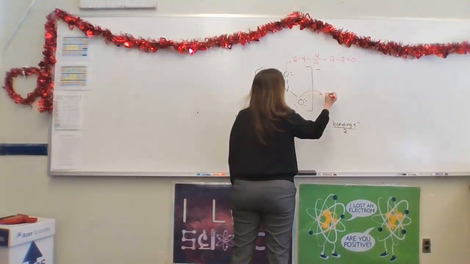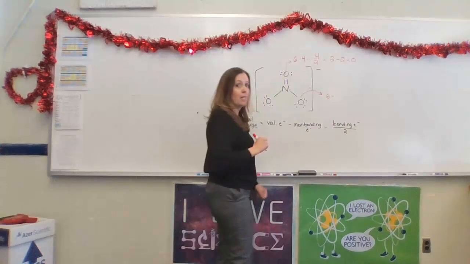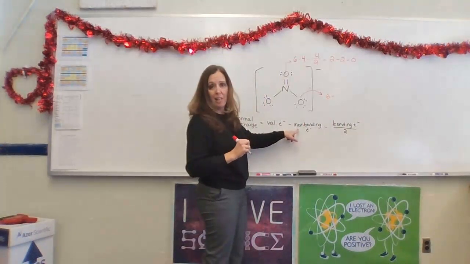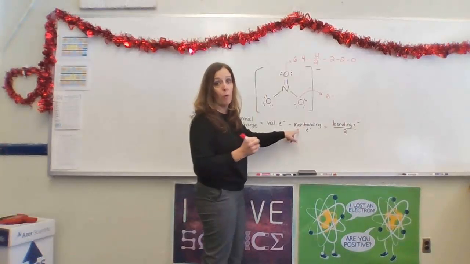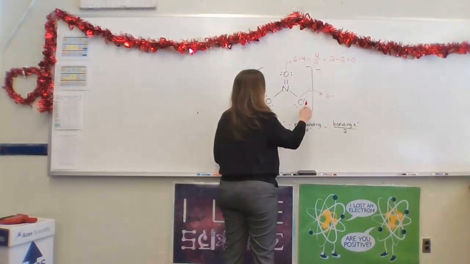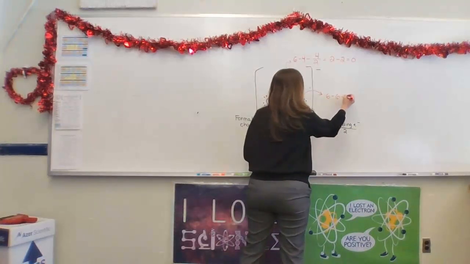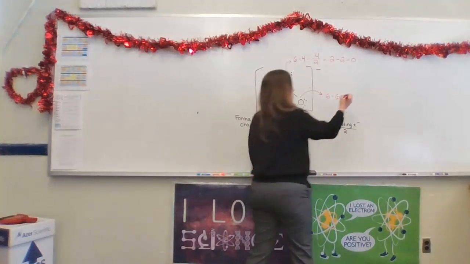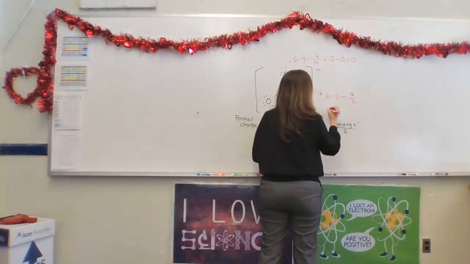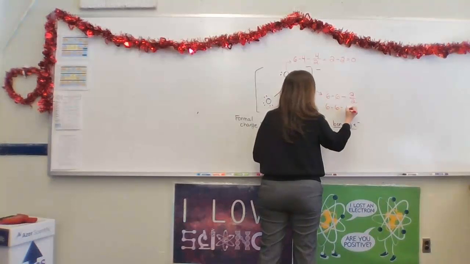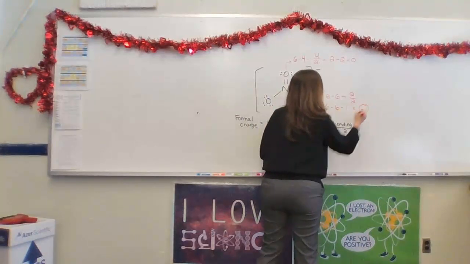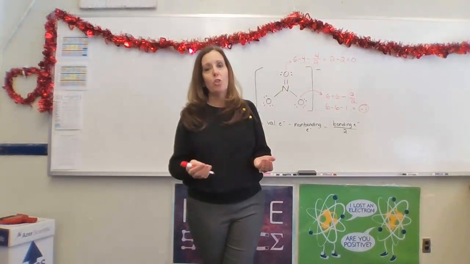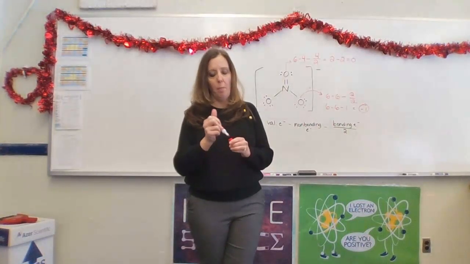So this oxygen has 6 valence electrons, minus non-bonding electrons. How many dots are around it? 1, 2, 3, 4, 5, 6. Minus bonding electrons, 1, 2, divided by 2. So I have 6 minus 1 equals -1. That's how you will find the formal charge for any atom in your compound.